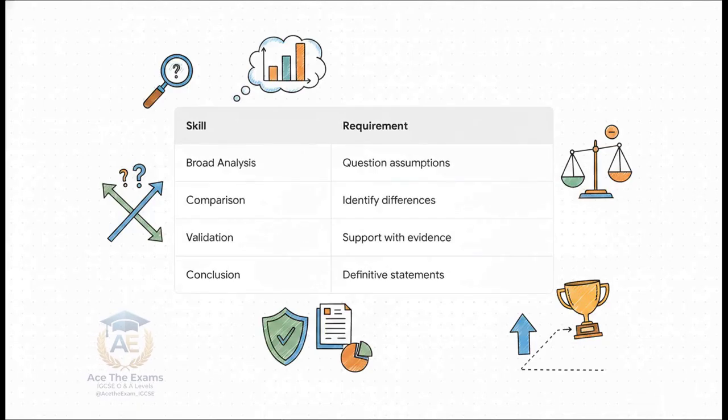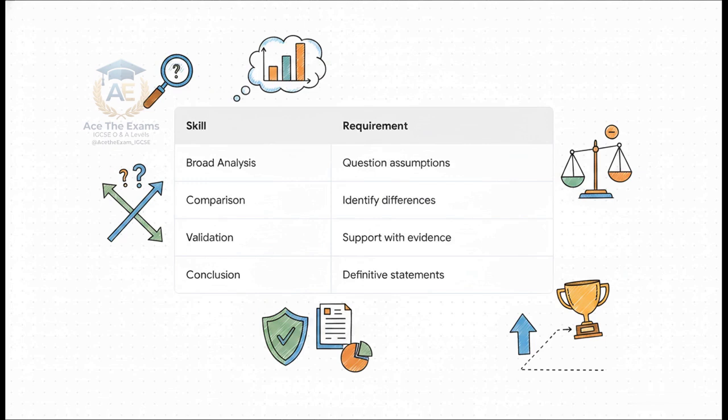Top-scoring candidates methodically execute this very specific comparative analysis framework. Look at this table. First, for broad analysis, they don't just accept the prompt, they question the assumptions. Is the sales forecast actually realistic given current market conditions? Then, for direct comparison, they identify similarities and differences using specific comparative connectives like whereas, conversely, or in contrast.